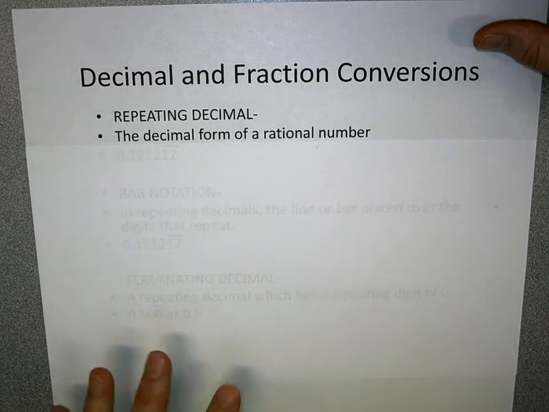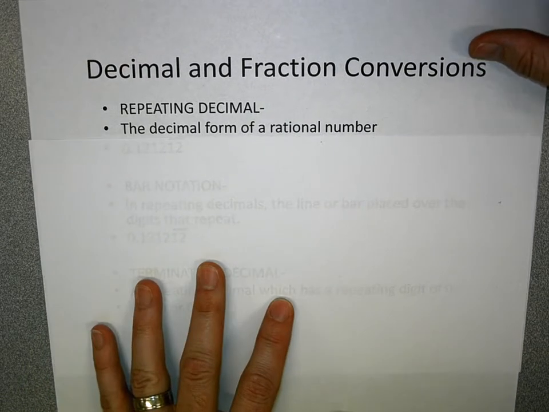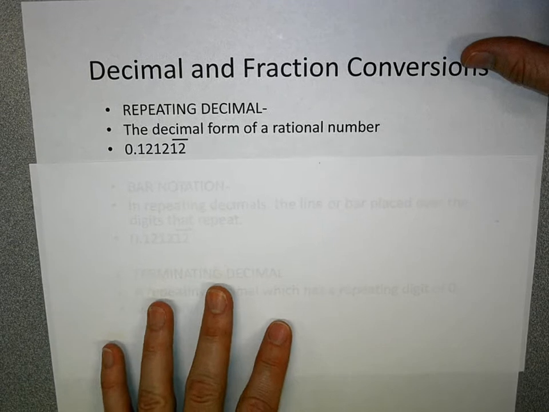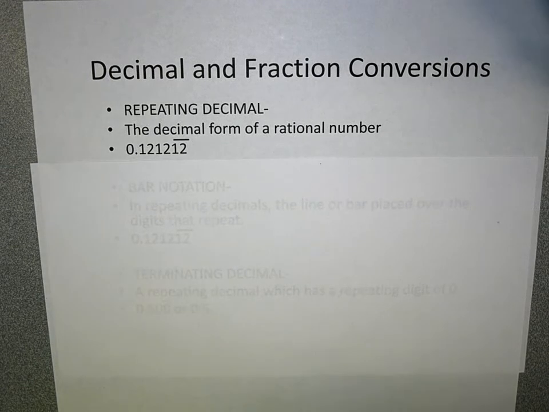So go to your little box on the side and just go ahead and fill this example in. There it is. It's just 0.121212. And we'll talk about this in a second, but the last two digits, the 1, 2, has a line over the top.